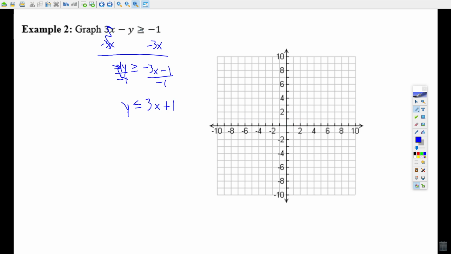The only reason I didn't do the shortcut on this one is because I don't have a ruler to draw the lines. So we start at 1, and we're going to go up 3 over 1. Remember, your slope is 3 over 1. 1, 2, 3 over 1. 1, 2, 3 over 1.